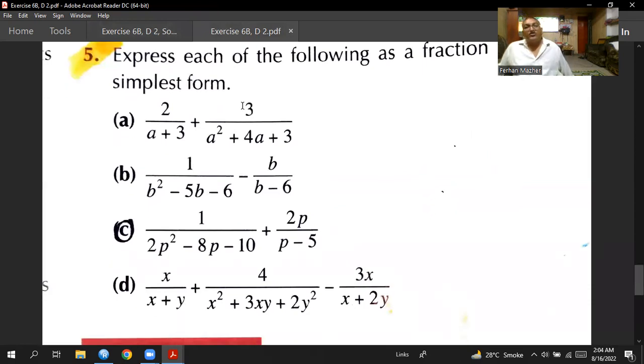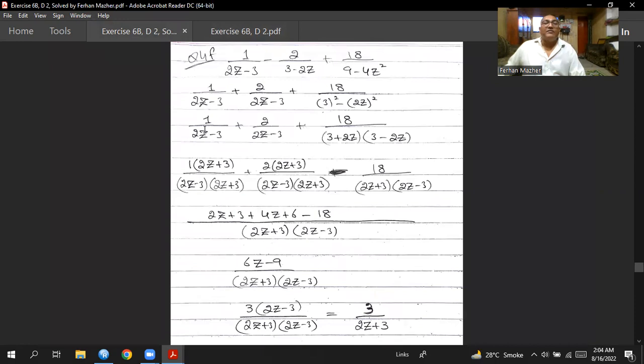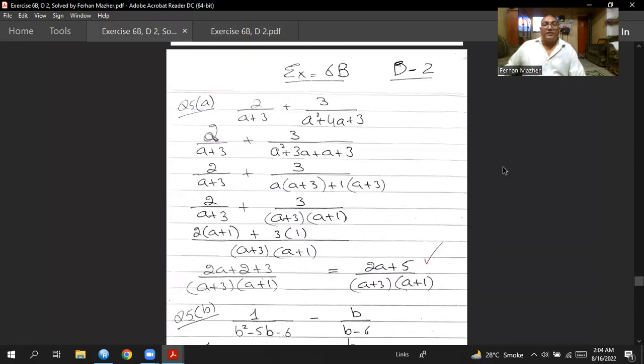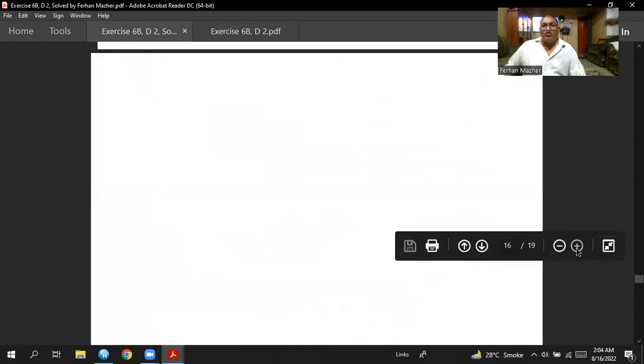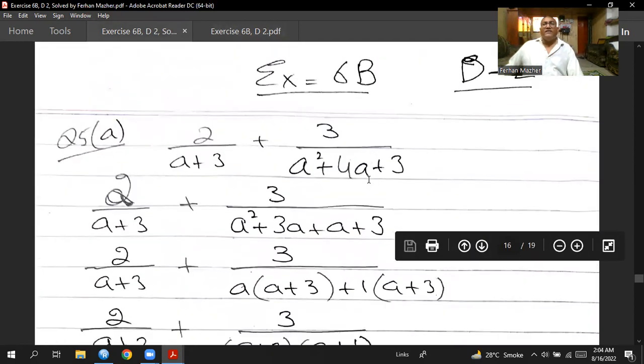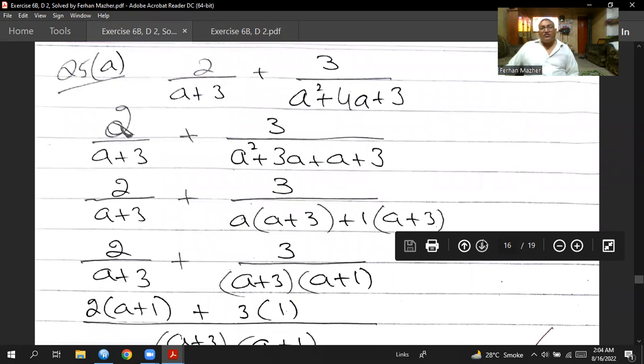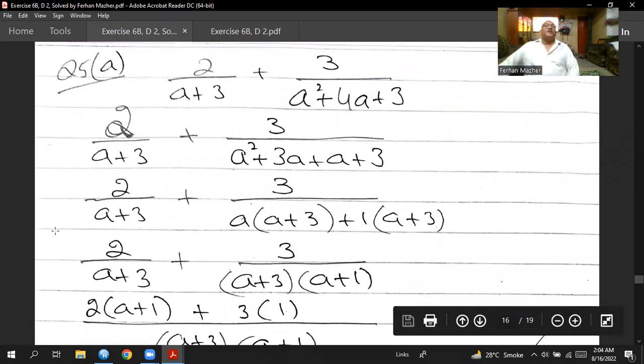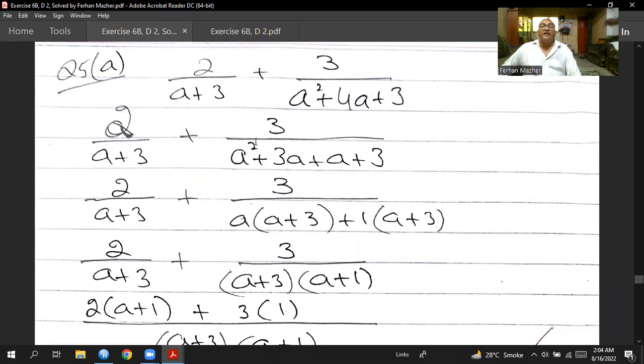The next question is question number 5, and it says 2 divided by a plus 3 plus 3 divided by, in this denominator, you have a square plus 4a plus 3. So this can be factorized, okay? So I will factorize it and then I will make the denominators same, okay? So you should have full control over the factorization concept. So my dear students, here we go. So this is 2 divided by a plus 3. This is 3 divided by, I have done the midterm breaking here.